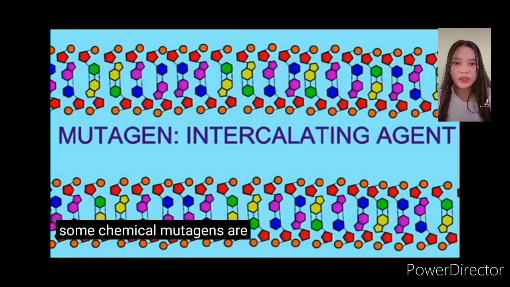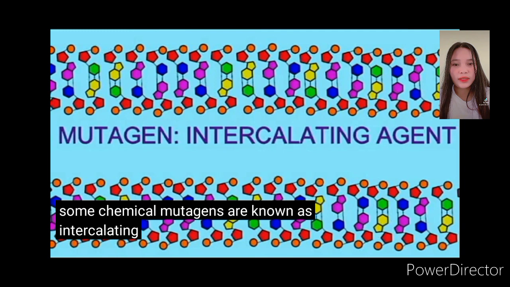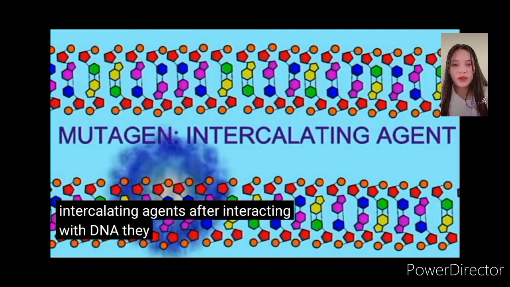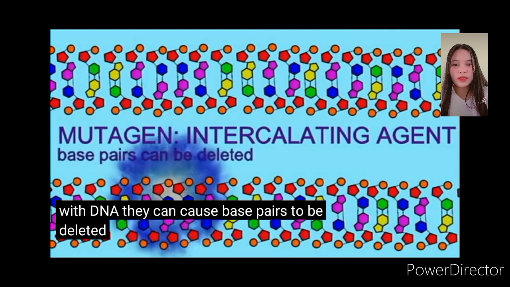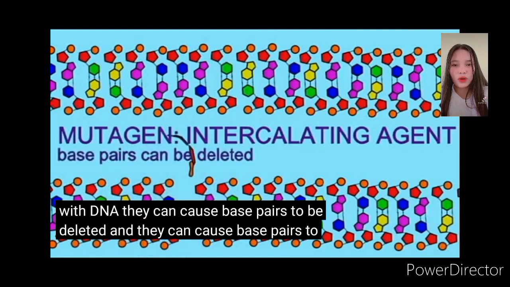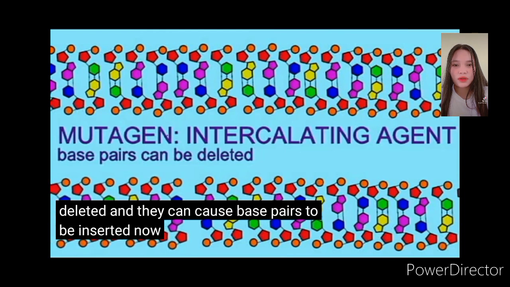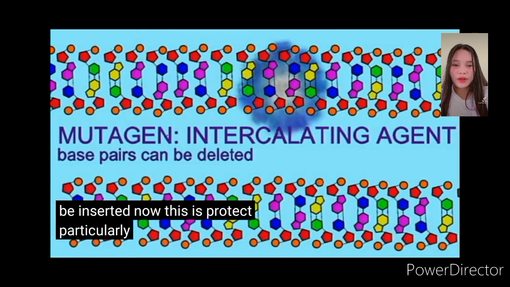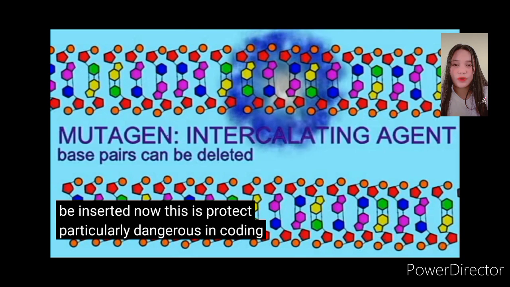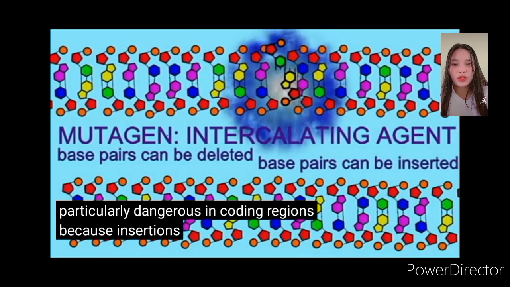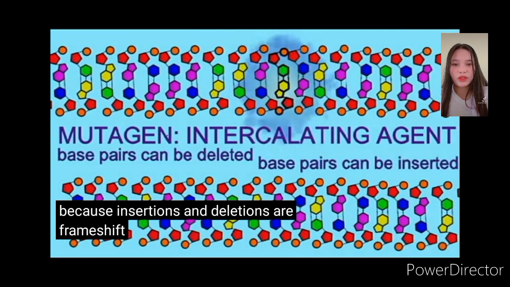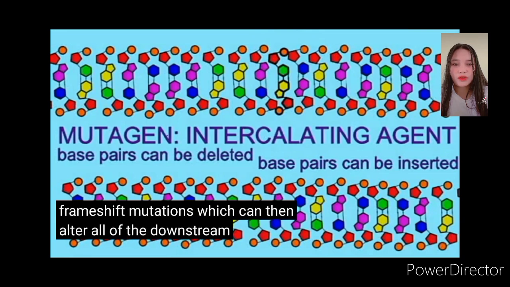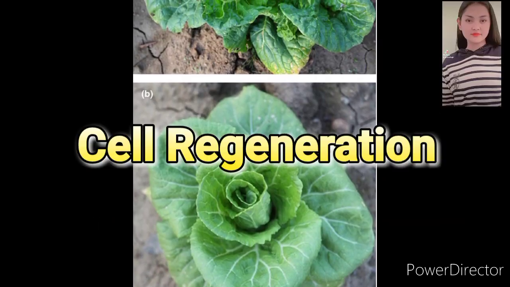Some chemical mutagens are known as intercalating agents. After interacting with the DNA, they can cause base pairs to be deleted and they can cause base pairs to be inserted. Now, this is particularly dangerous in coding regions because insertions and deletions are frameshift mutations, which can then alter all of the downstream codons.